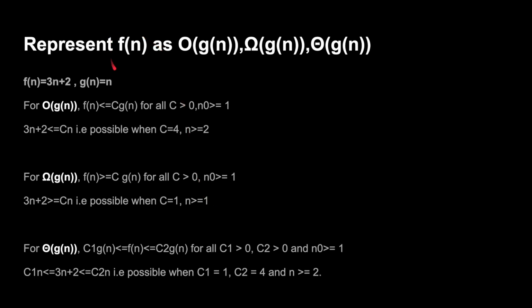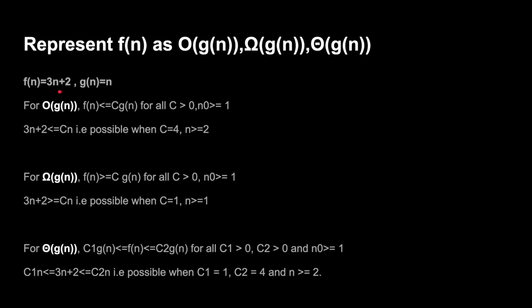Similarly, when we want to represent f of n as theta notation of g of n, this is the condition, that is c1 into g of n is less than or equal to f of n is less than or equal to c2 into g of n. For all the values, that is c1 and c2, since both are constants, they should be greater than 0 and n naught should be greater than or equal to 1.